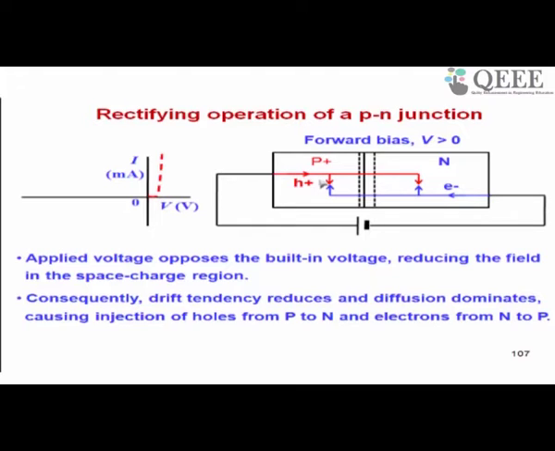So as written in the slide here, consequently drift reduces and diffusion dominates. Because of the applied electric field, drift reduces and diffusion dominates, causing injection of holes from P to N and electrons from N to P.